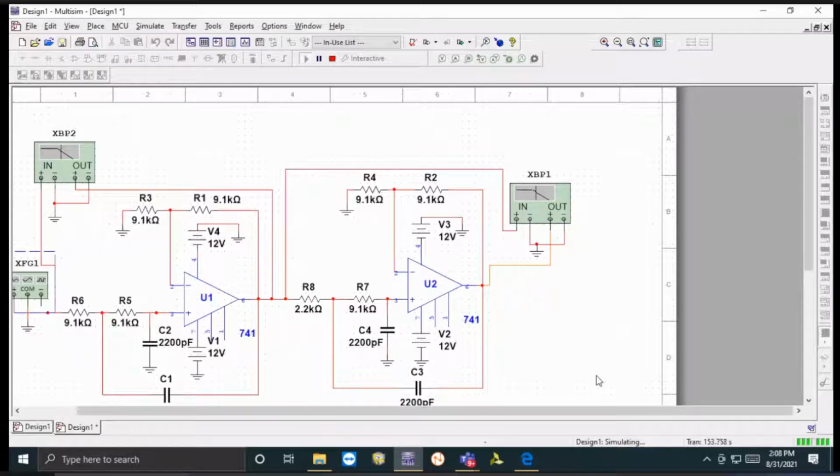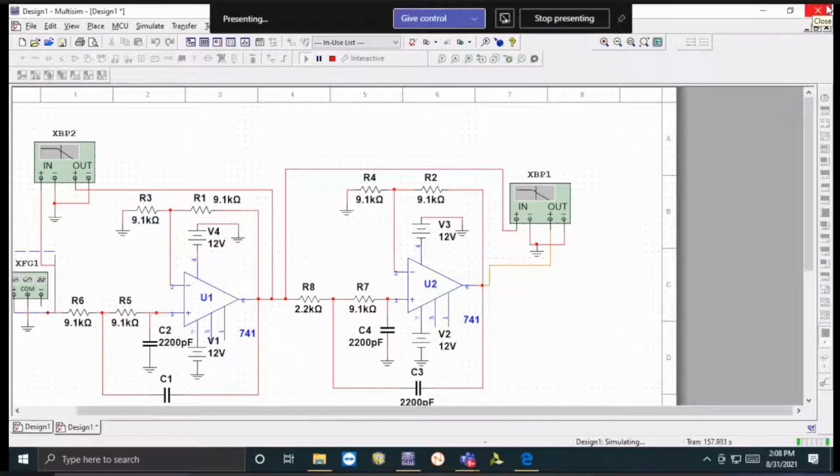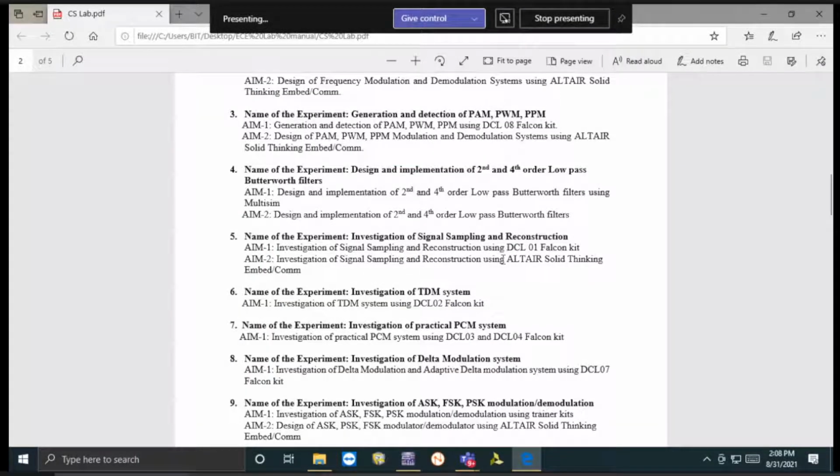So this is all about your second and fourth order Butterworth low pass filter. If you have any query, please ask. Okay, if you don't have any issue, no problem, you try yourself, and if you feel that you need to discuss something, feel free to discuss. And next we'll discuss signal sampling and reconstruction. So we are going to start that now.